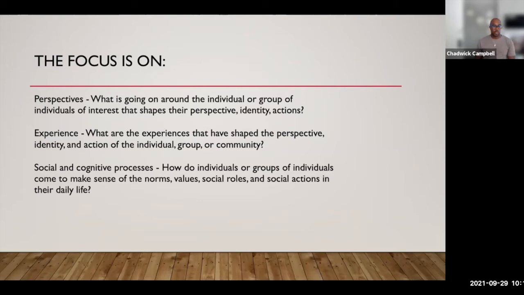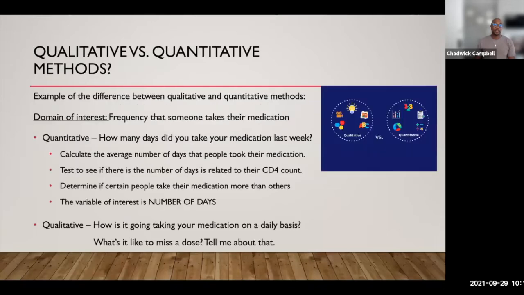And I want to end on giving you a quick example of the different ways we may ask a question between quantitative and qualitative research. If the domain of interest, for example, was the frequency that someone takes their medicine, something that we explore a lot in HIV research, a quantitative question might be, how many days did you take your medication last week? We sometimes ask people, in the last 30 days, how many days did you miss a dose of your medication?